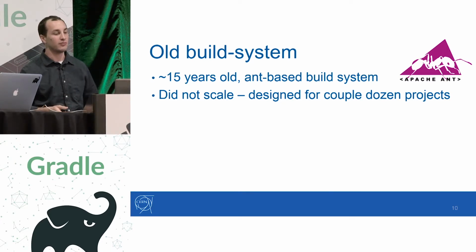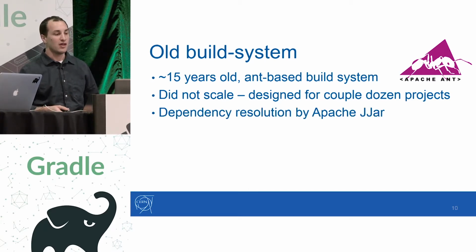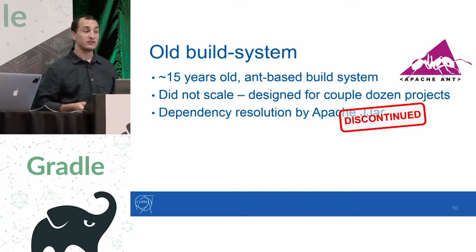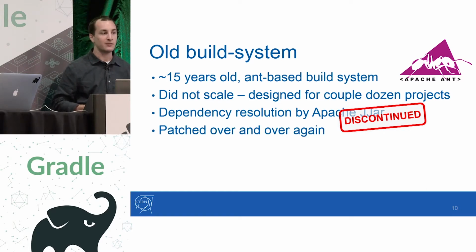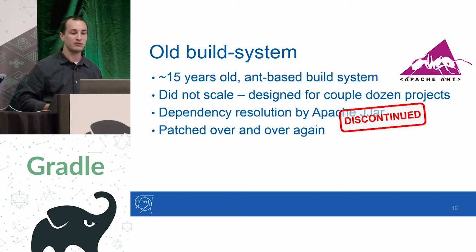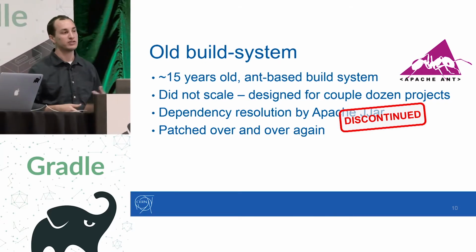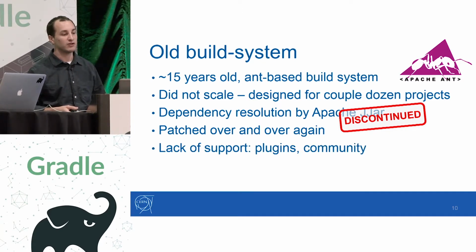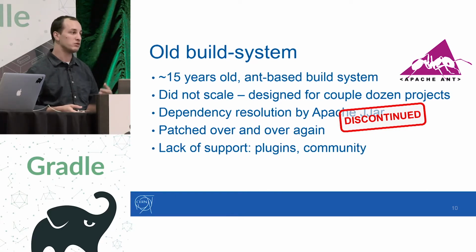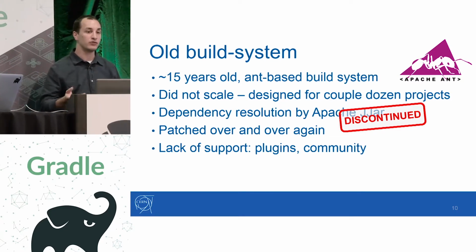When it was designed back then, it was designed for a couple of dozens of projects and a similar number of developers. The dependency resolution in its core was done by Apache JJAR, which you might know was discontinued. We tried to keep it alive for a while, but it just didn't make sense. And as many of the similarly old systems, it got patched over and over again without having time to redesign it and restructure it. And lastly, it's not our primary focus necessarily, but it lacks support. We missed the active plugins and the nice features that, for example, Gradle offers for us.